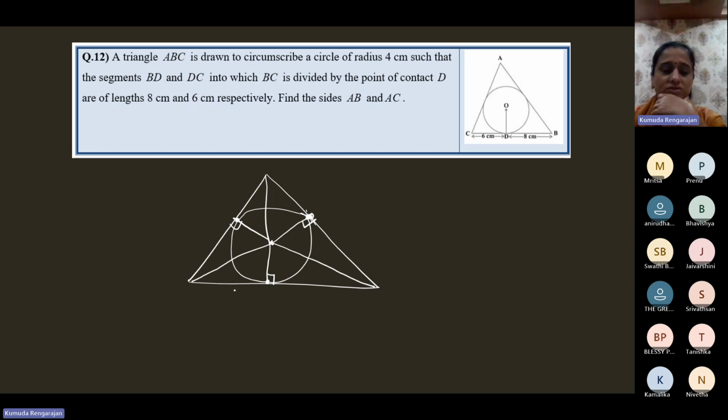And also, this is 6, this is 8. So if this is 6, this is 6. If this is 8, this is 8. So we assume this one is x. So this is also x, because tangents from an external point to the circle are equal in length.